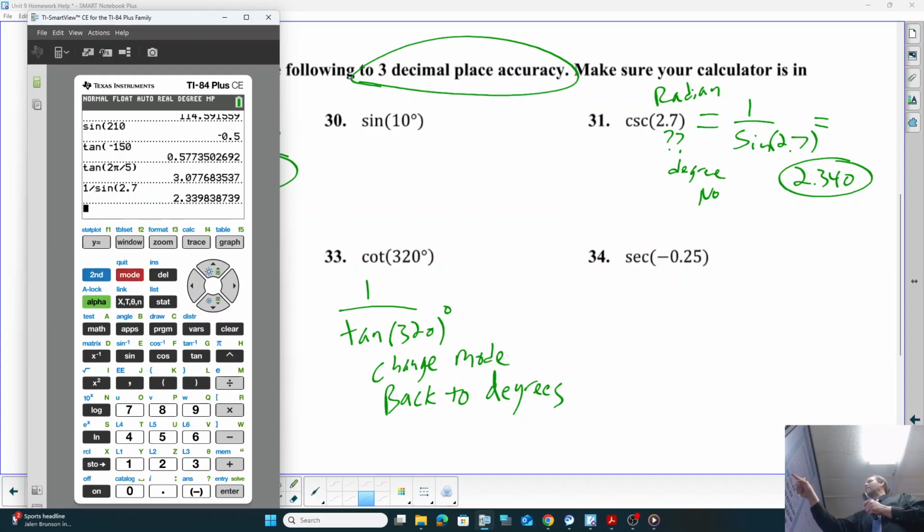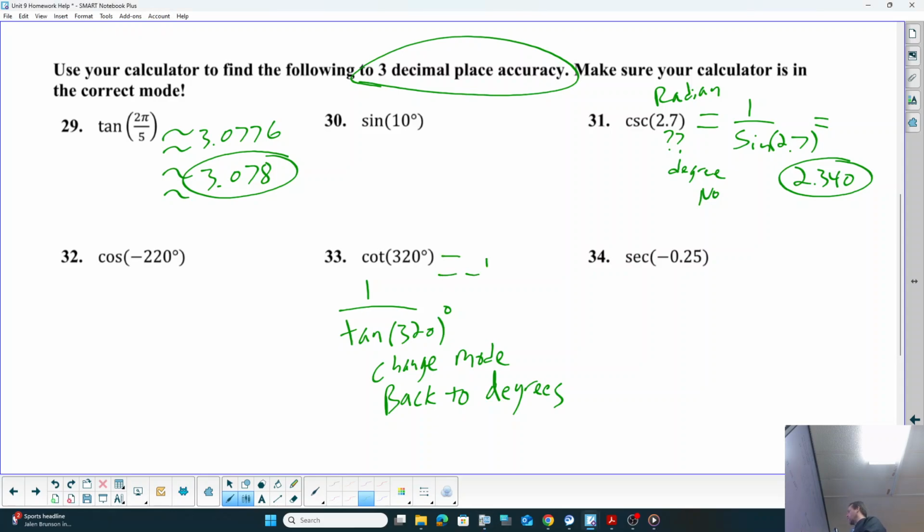So second quit, second quit, second quit. And then we go cotangent. So 1 divided by tangent of 320 degrees there. Nice. So we get negative 1.1917. So negative 1.192 is our answer.